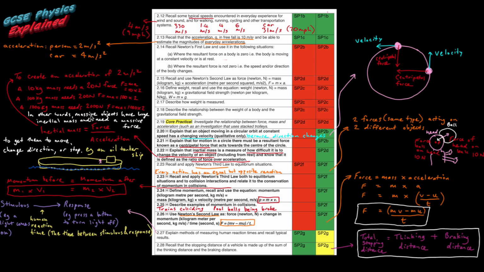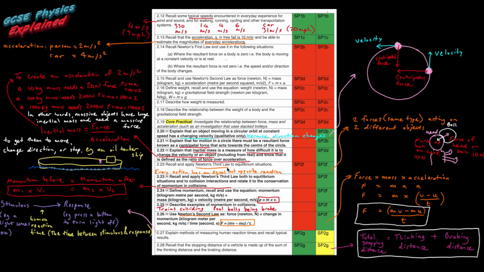In other words, massive objects have huge inertial mass and need a massive force to get them to move, change direction, or stop. The example I like to think of is an oil tanker ship. Because it's got a huge mass, it'll take a massive force to get it to move, get it to change direction, get it to stop. So we just call its mass the inertial mass. And to work out the inertial mass, you just need to know how much force is required to make it accelerate.